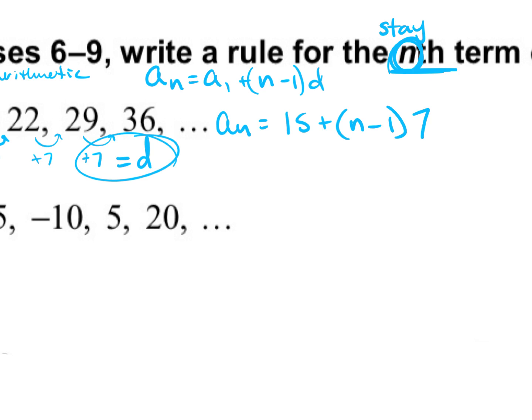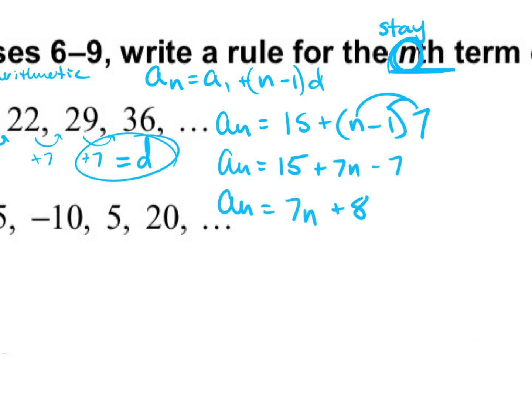You can leave it like this if you want, or I think on the homework you had to simplify. So you can distribute the 7 if you want to. Either way is fine. If you want to leave it on the test or quiz, you can leave it like that. If this was a multiple choice question, you might see it simplified. So it would be 15 plus 7n minus 7, and then we'd combine our like terms. So a sub n is equal to 7n plus 8. So either way is right here, this way or this way. Just make sure n stays as n for the rule. So when you write your rule, n has to be n.